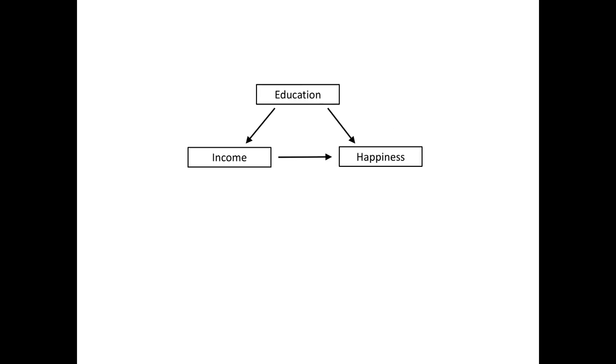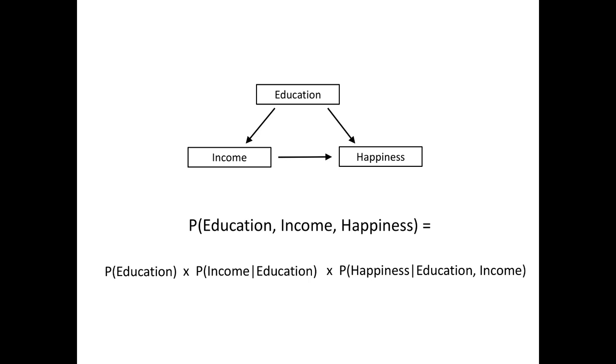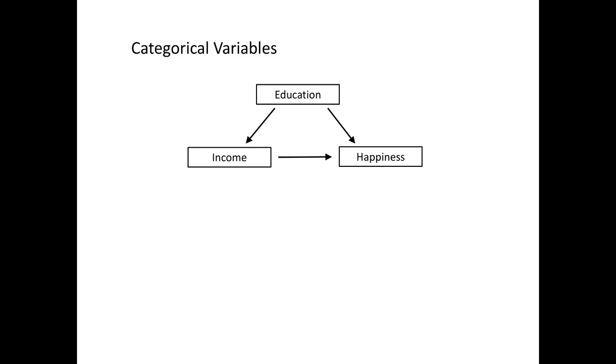Let's use a simple causal graph relating education, income, and happiness. For this graph, the joint probability distribution is factorized into three conditional distributions: the probability of education, the probability of income given education, and the probability of happiness given education and income. We are going to define the variables in our model as categorical, meaning that we are constraining the variables to take on values in a finite number of categories.